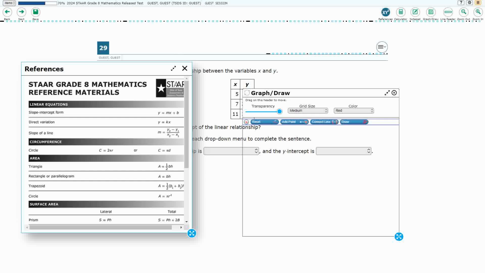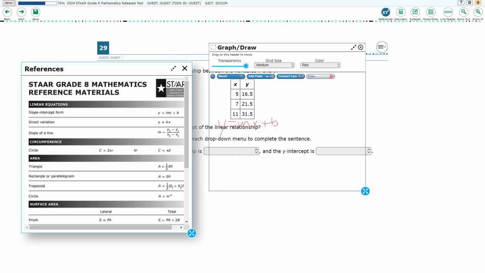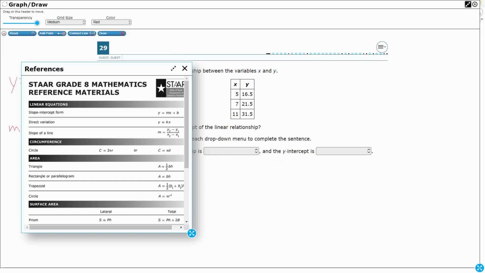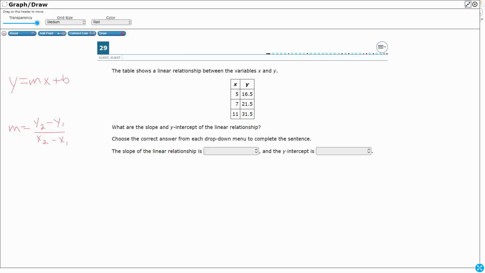We could use direct variation, but the direct variation does not include a y-intercept, and this problem does. We need the slope-intercept form, y equals mx plus b. So let me go ahead and put that in here, y equals mx plus b. And then how do you find the m, or the slope? Well, you've got that right here. We've got m equals the change in y, so that's y sub 2 minus y sub 1 over x sub 2 minus x sub 1. All right, so that is what we need here.